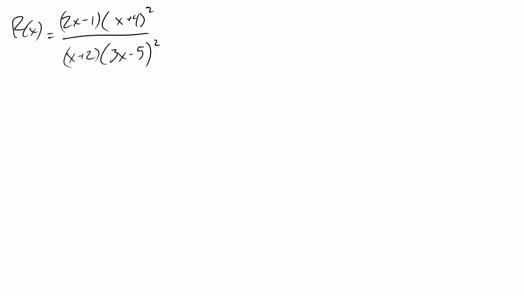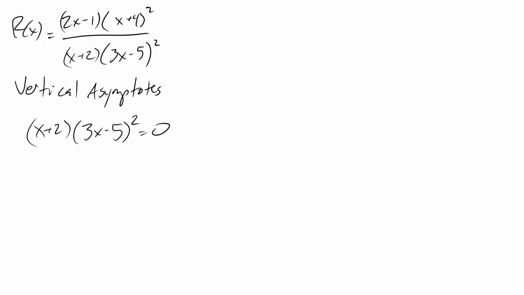Alright, so next up is looking to find any vertical asymptotes. We're going to do that by just taking both parts of our denominator, since there were no simplifications possible, and set it equal to 0. So that gives us (x plus 2) times (3x minus 5) quantity squared is equal to 0. So we'll set each factor equal to 0. So either x plus 2 equals 0, or the 3x minus 5 is equal to 0.